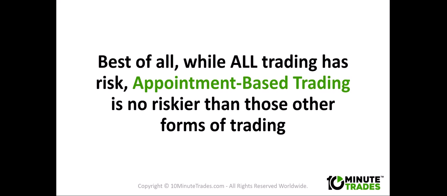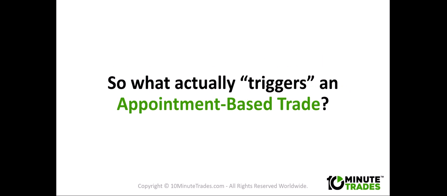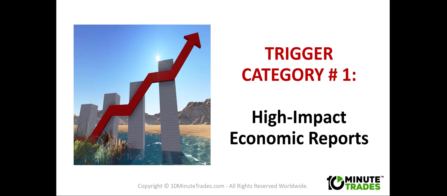So what actually triggers an appointment-based trade or a news trade? It's very simple. We have three major categories. First, high impact economic reports: GDP, Beige Book, FOMC statements, U.S. jobs report, University of Michigan consumer sentiment reports. Those types of events are considered high impact economic reports. They move markets, they move gold, they move the S&P, they move the NQ.